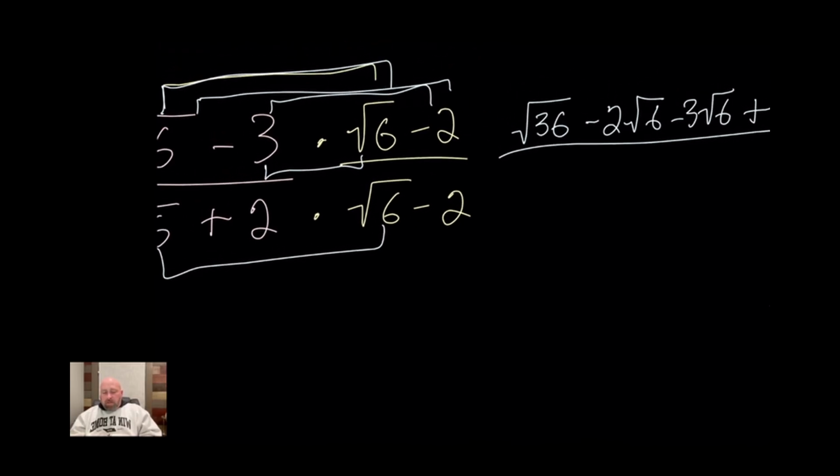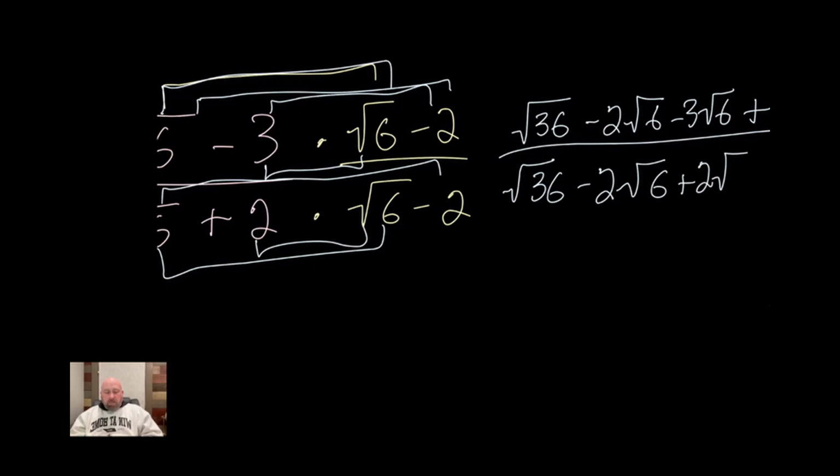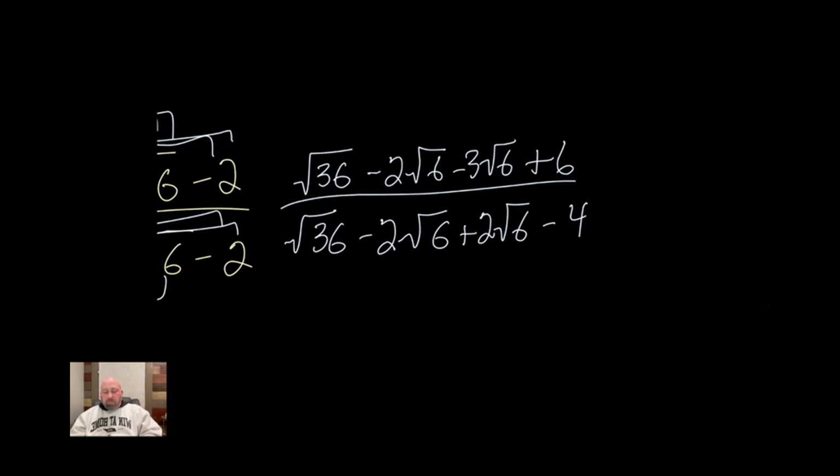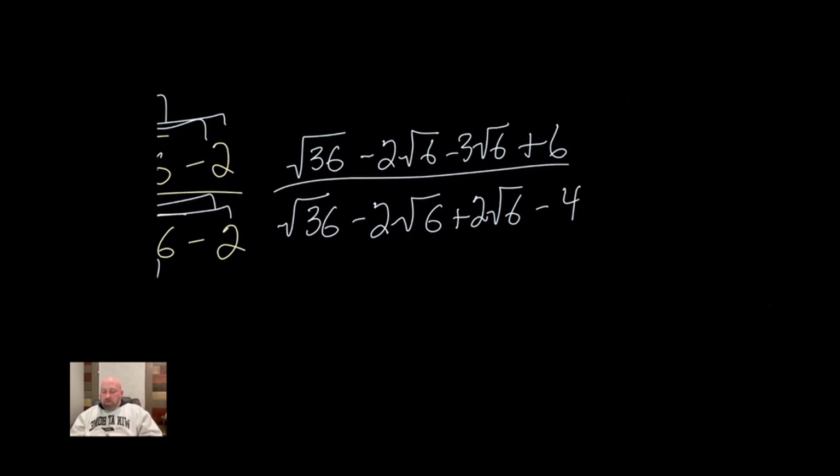So first is going to give us square root of 36. The outers is going to give us minus 2 square root of 6. The inners is always going to give us the opposite, which is plus 2 square root of 6. And then the last is going to give us a negative 4, minus 4. And then again, we'll just do the same thing.